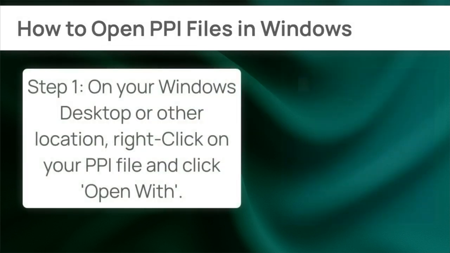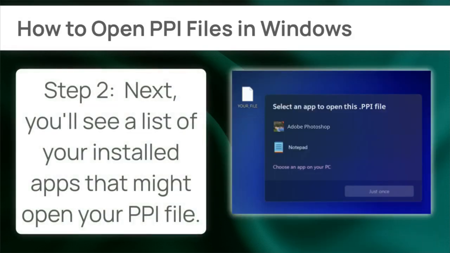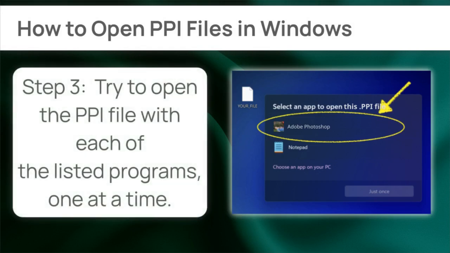We are checking for a viable reader. Right-click your PPI file and select Open With. Use Adobe Photoshop if installed. If it's not there, try a different program. We need to find the correct decoder.